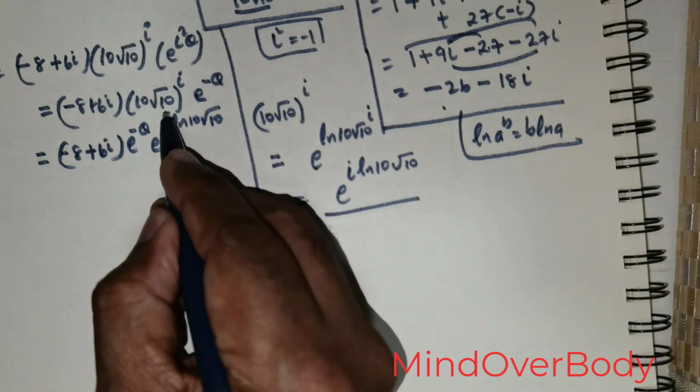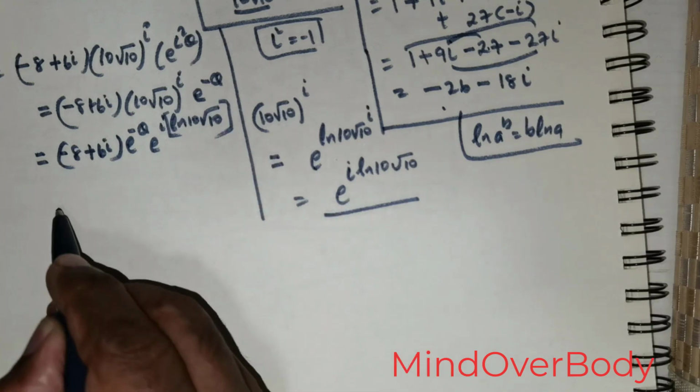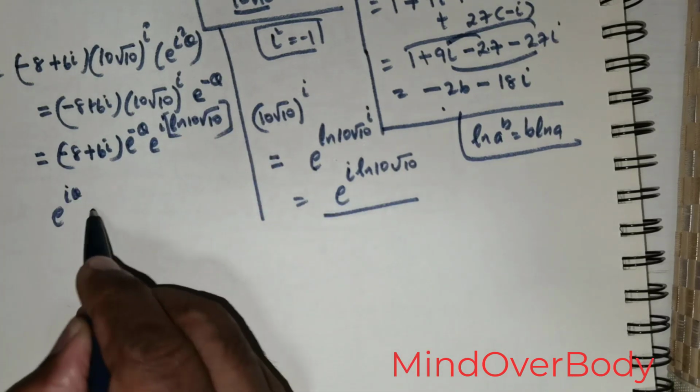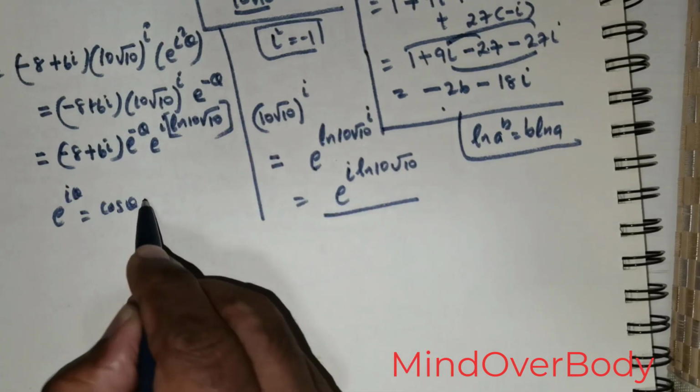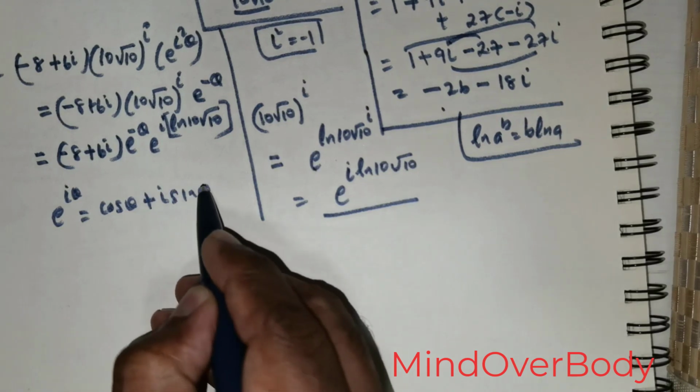Now what is this exactly? Now let me place a parenthesis. Now this is Euler's formula. e raised to the power i theta is nothing but cos theta positive i times sin theta.